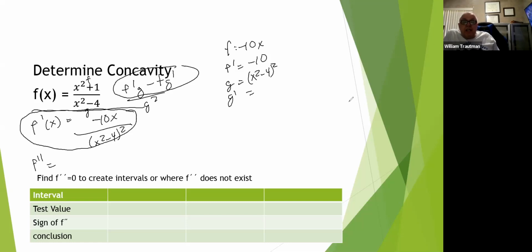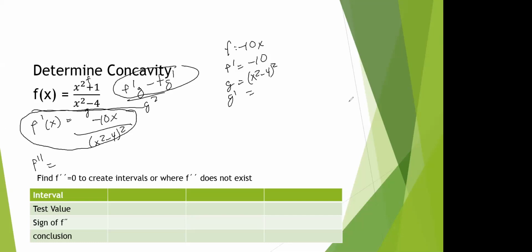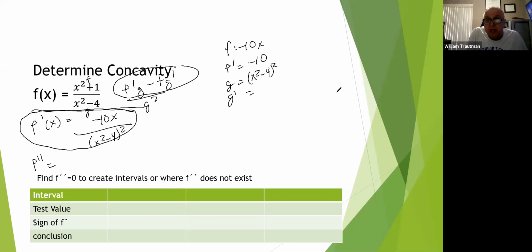If G is (x squared minus 4) squared, you have to figure out G prime, and you have to know this at this point. You have to know how to do this. And somebody tell me what rule we use for this? The chain rule. Chain rule. Just want to make sure everybody's on the same page.